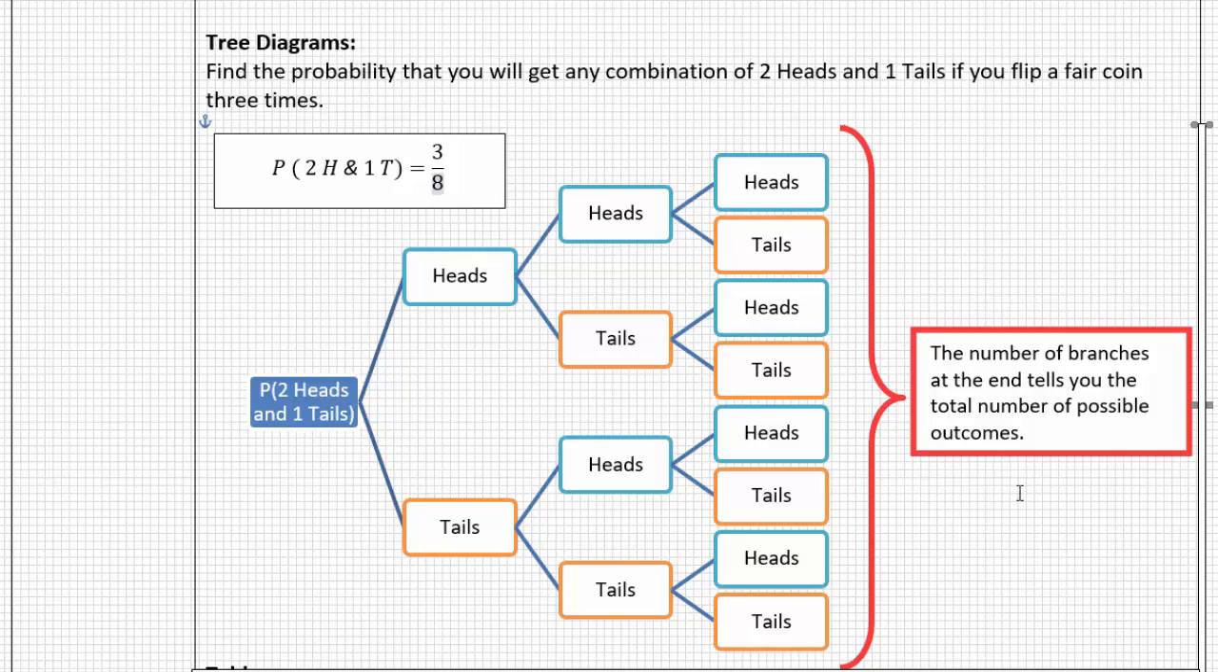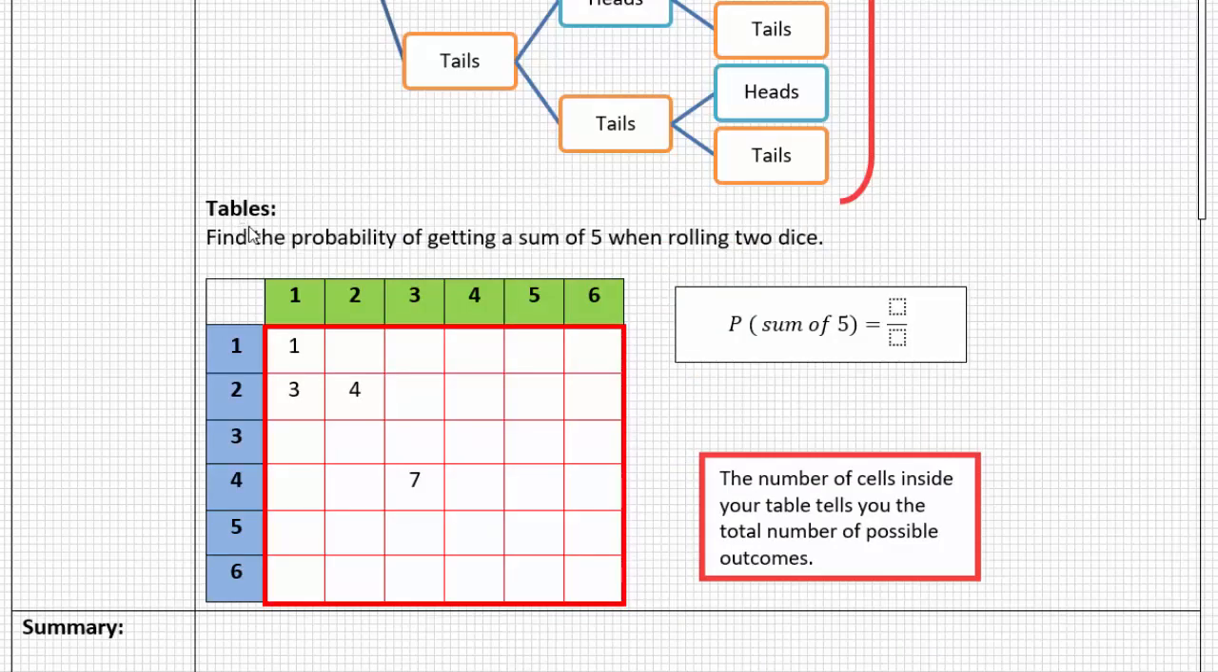Let's look at one more way to calculate probability of compound events, but use another method for organizing our thinking. Here we're going to use a table, and we're going to use that to help us find the probability of getting a sum of 5 when rolling 2 dice. And I've already set up our table, and there's some things I want you to notice.